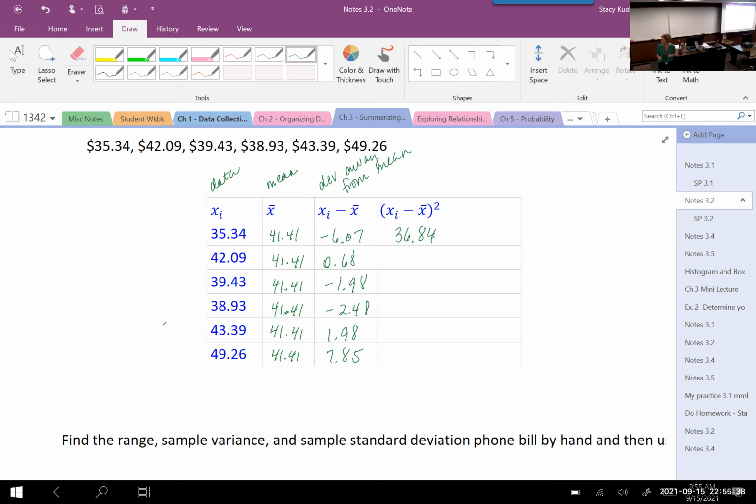Sometimes if you're using a calculator that you're not used to, entering something in there and squaring it without parentheses is going to produce the wrong answer. You want to make sure that you can get a positive 36.84. And if you can't, I'm here. I can help you with your calculator, whatever you're using.